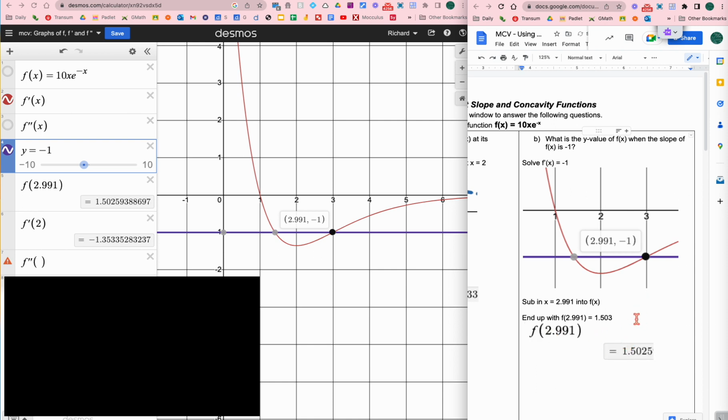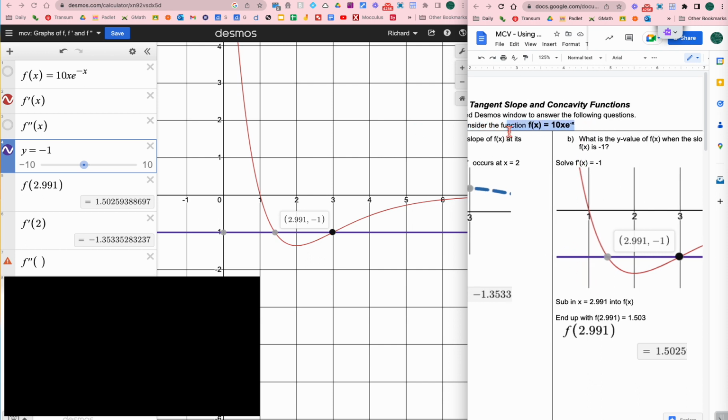Okay, folks, so there you go. That's how you solve these problems. You very much have to do a lot of thinking and then just use the tool. Okay, folks, good luck.